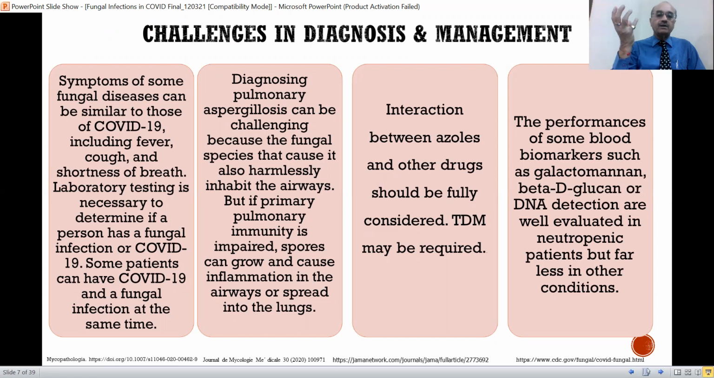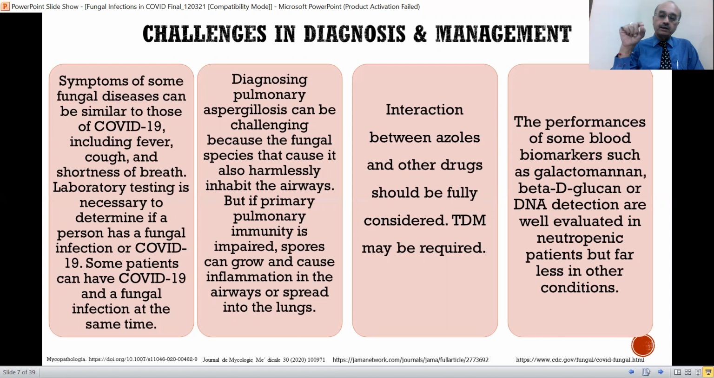This fungus stays harmlessly in the airways. It inhabits the airways harmlessly. But whenever the pulmonary immunity is impaired, the aspergillus spores start to grow, invade, cause inflammation, and spread into the lungs. As for the diagnostic markers, the confirmatory diagnosis in invasive pulmonary aspergillosis is of course a lung biopsy, sending it for histopathology and cultures. But this is not possible in most of these sick patients. We cannot go for a lung biopsy in every patient, and even doing a bronchoscopy in these patients is quite risky because we have the fear of spreading the coronavirus itself.